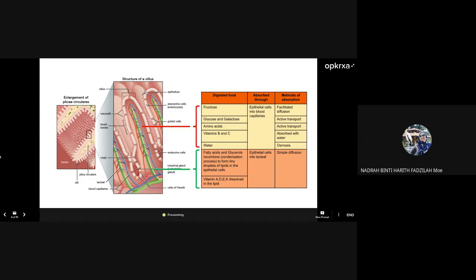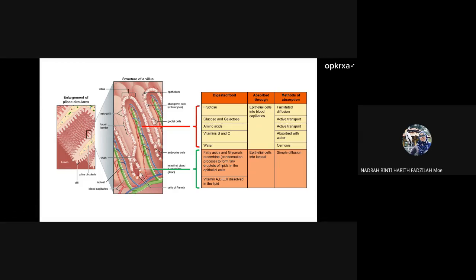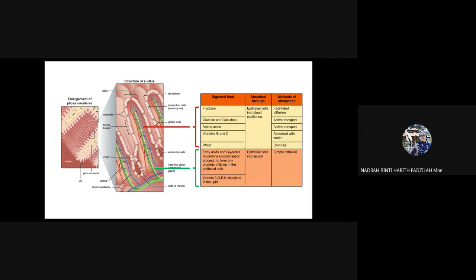So, up until now, do you still have any question regarding the role of villus for absorption? Ada apa-apa soalan tak? Dekat ruang ni saya bagi ruang untuk tanya soalan. Okay.